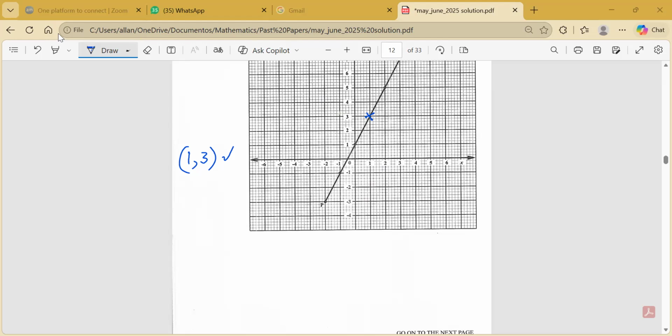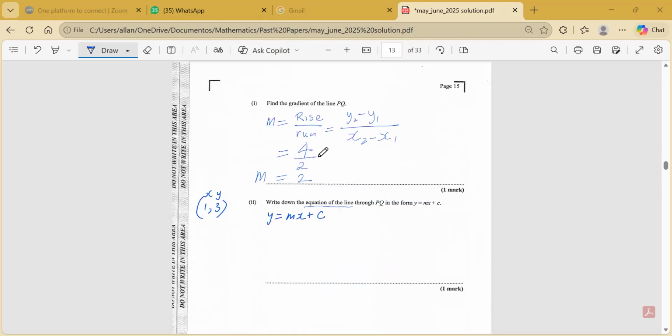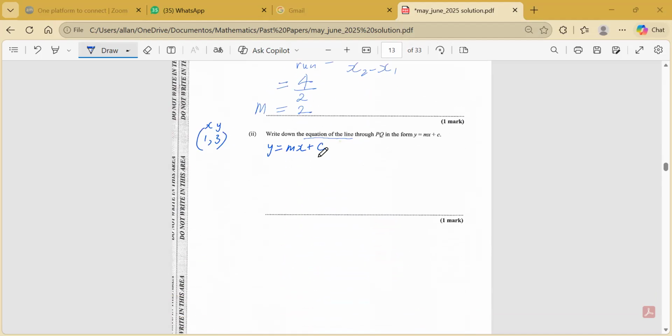All right. So I just want to show you all what I did to find C using 1 and 3. Of course, you could have used any point. So X is 1, M is 2, and Y is 3.